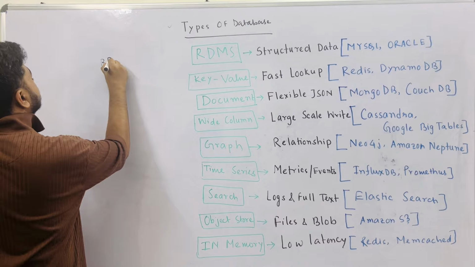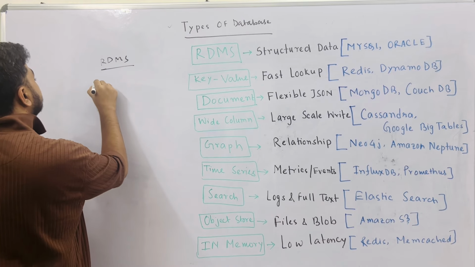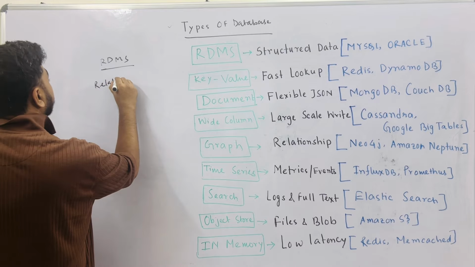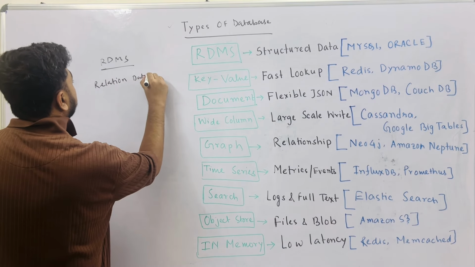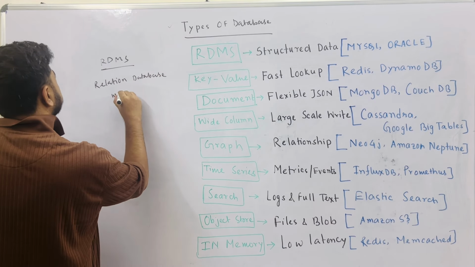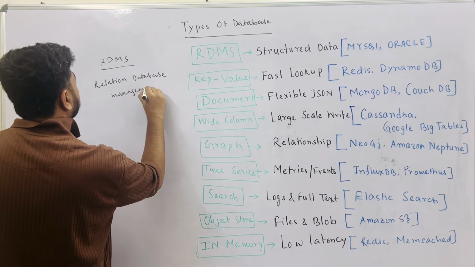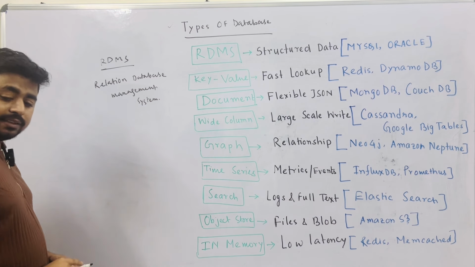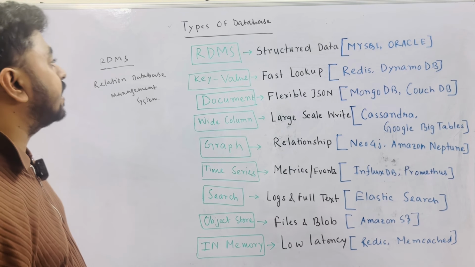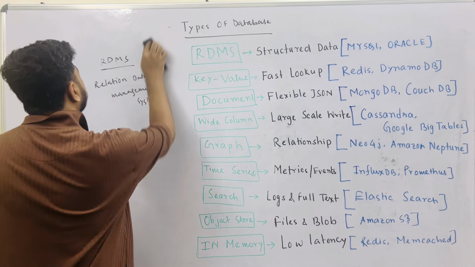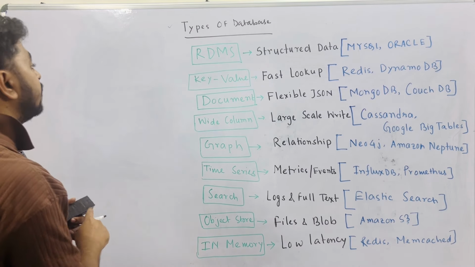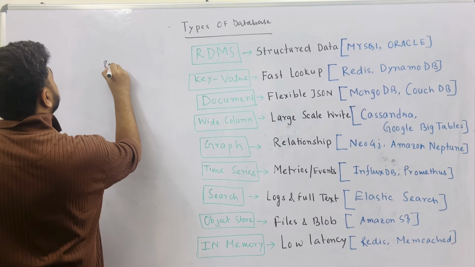So what is the full form of RDMS? RDMS means relational database management system. So what happens in RDMS? The data gets stored in table format, in row and column architecture.